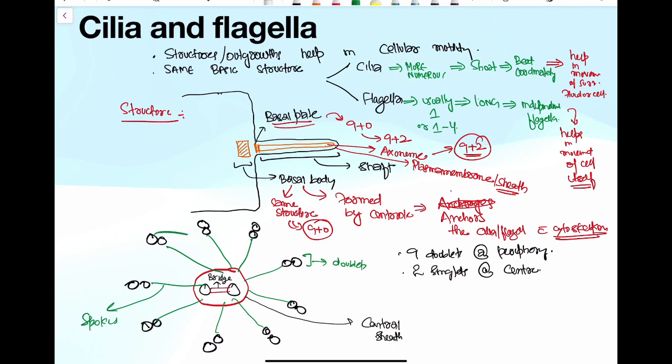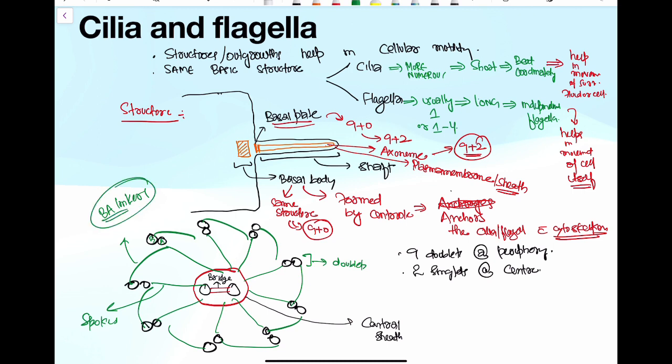Adjacent doublets are connected by these BA linkers, which is quite similar to centrioles. But here it is a BA linker, whereas there it was a C linker, because only two are there, A and B. So C is not present, so we have BA linkers.